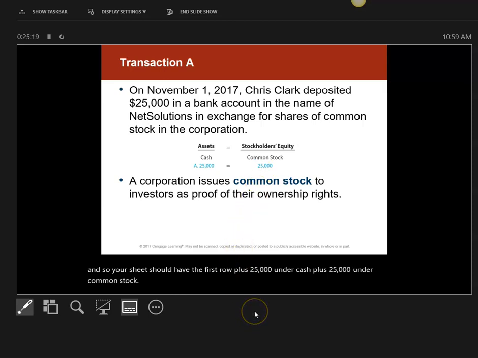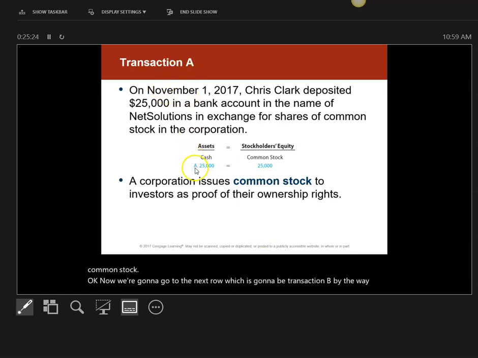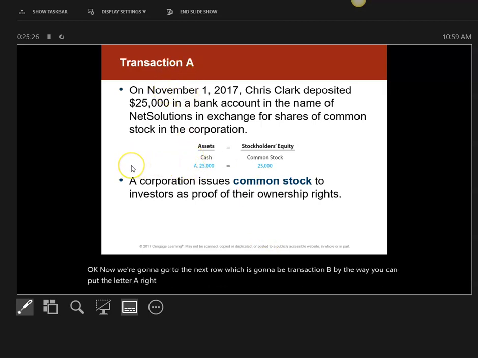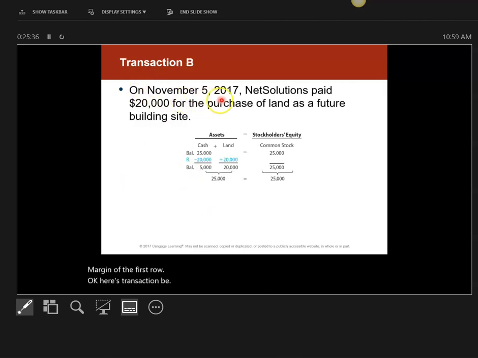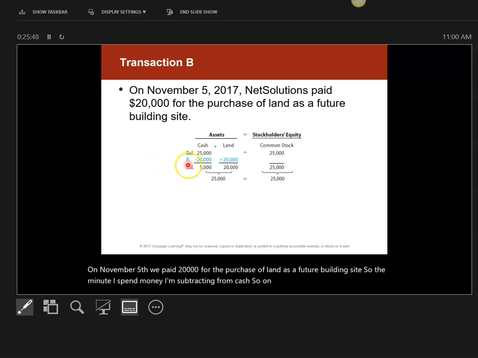Okay, now we're going to go to the next row, which is going to be transaction B. By the way, you can put the letter A out in the actual margin of the first row. Okay, here's transaction B. On November 5th, we paid $20,000 for the purchase of land as a future building site. So the minute I spend money, I'm subtracting from cash. So on the very second row, put the letter B out in the margin, put minus $20,000.